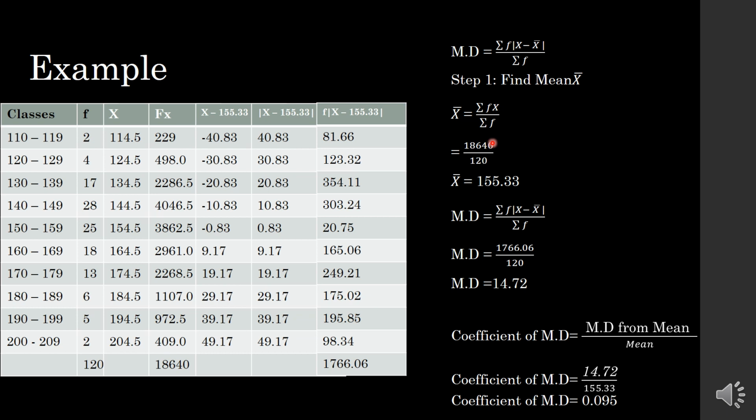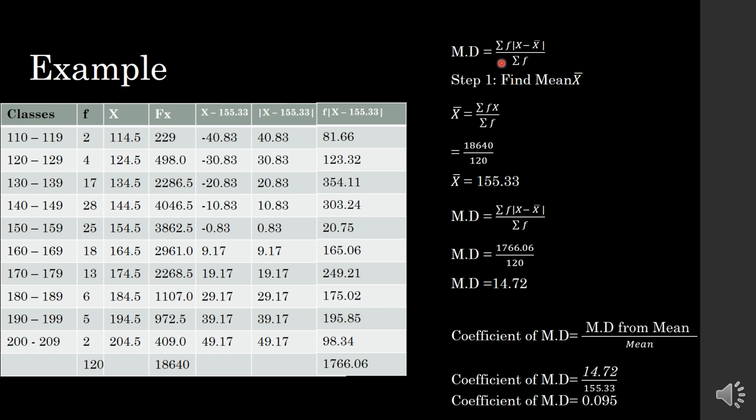After summing this column, we put it here and divide by summation f. We need to find the sum of the f column also. So once you have calculated both values, put them into the mean formula, calculate, and find the mean value. Once you have calculated the mean value, you need to find your mean deviation step by step.